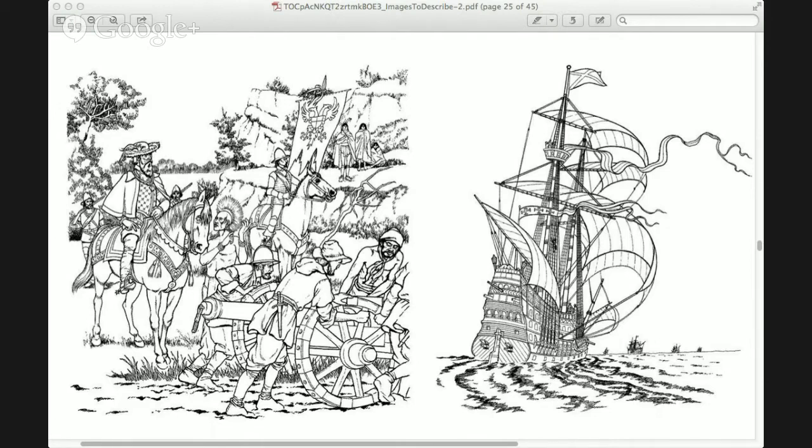Do you see it? Oh, I'll go to the Google chat. They want to move a cannon like this. Okay, they want to move a cannon.